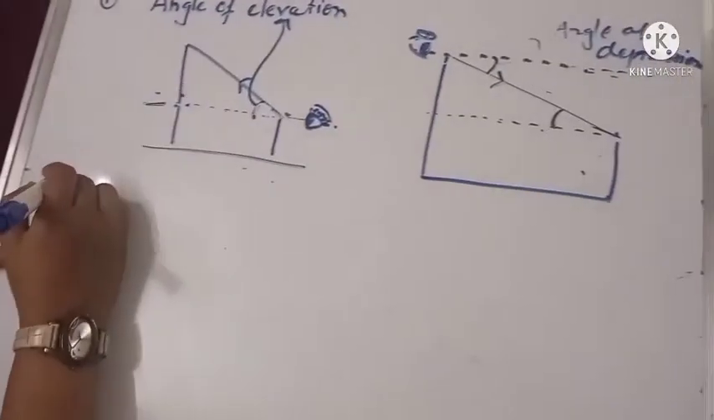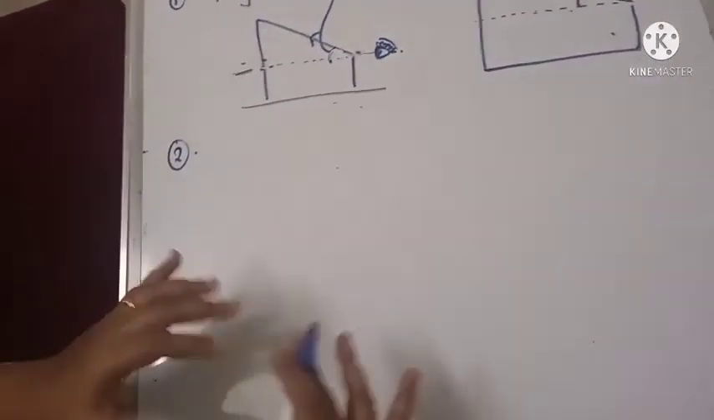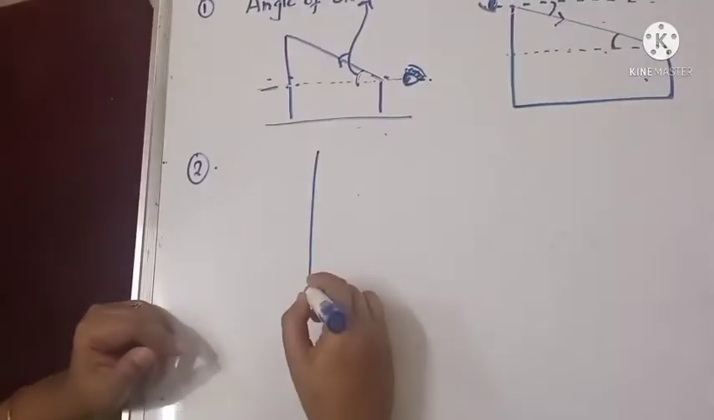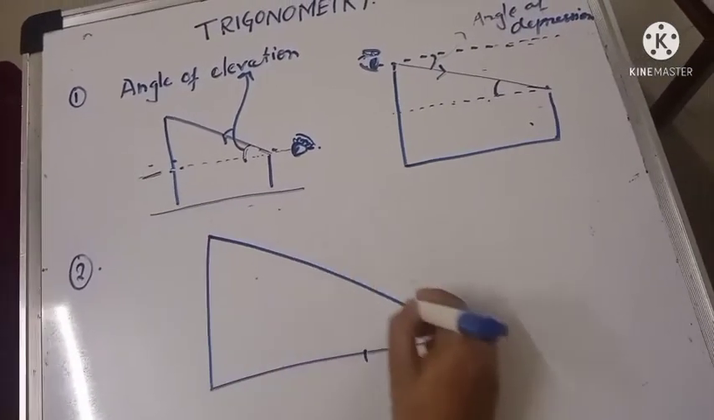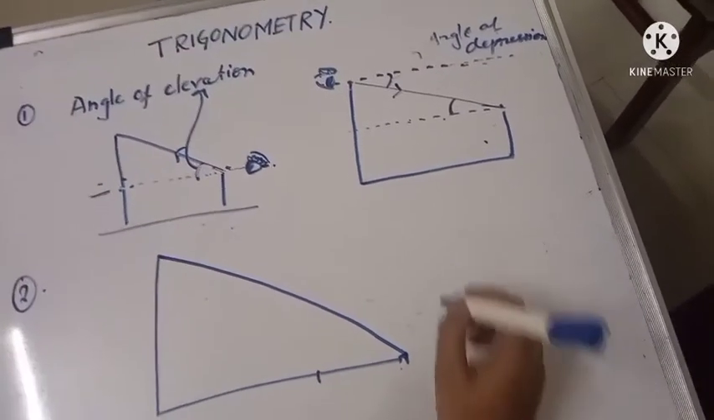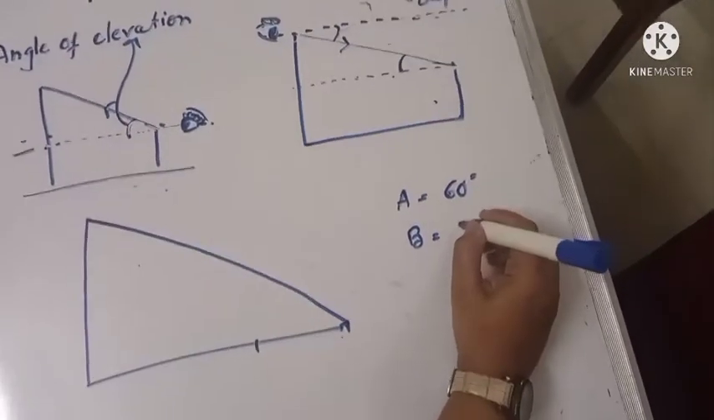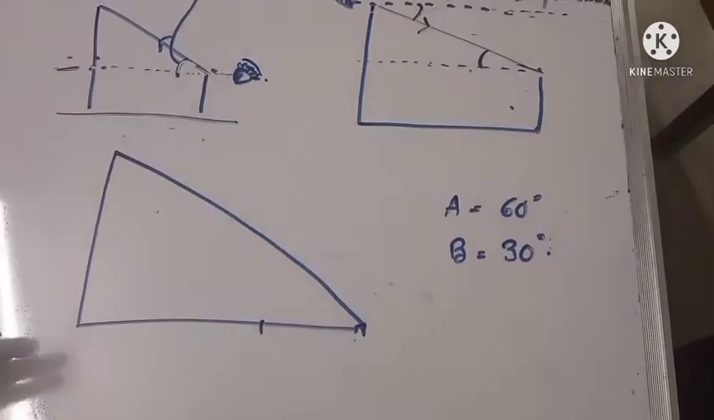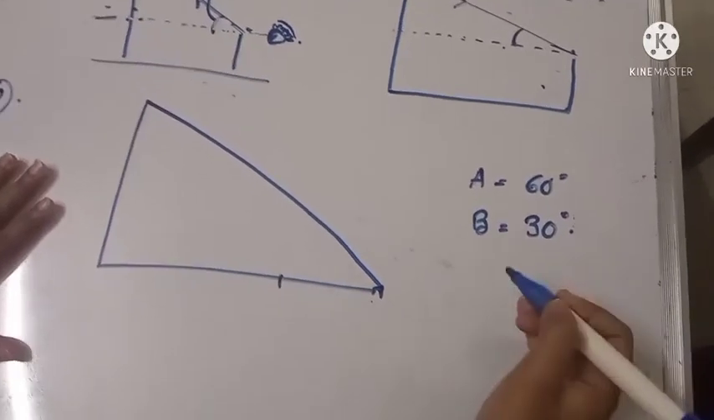Another important thing is, if you have two angles, you usually find it difficult to decide where to put those angles. For example, a man observes the top of a tower from a point A and from a point B. When he observes it from point A, the angle of elevation is 60 degree, and when he observes it from B, the angle of elevation is found to be 30 degree. Now you are confused where to write angle A and where to write B. Which point will be A and which point will be B?